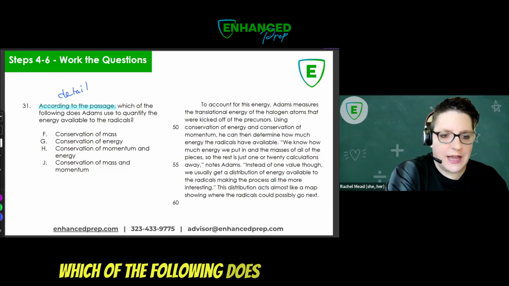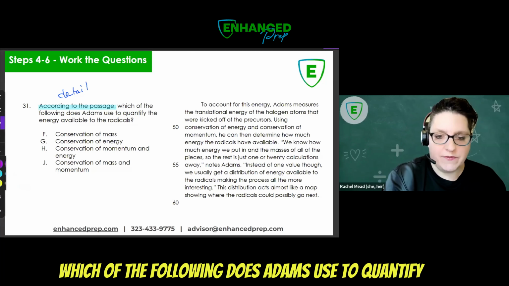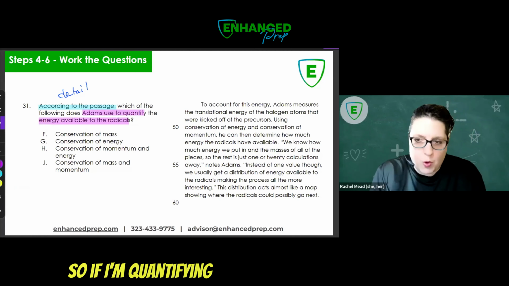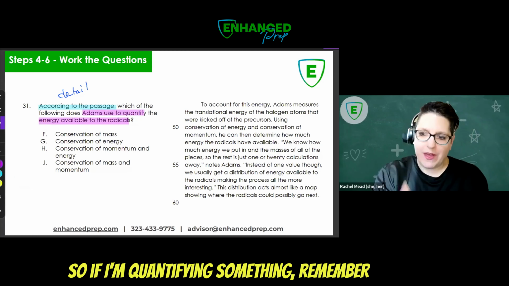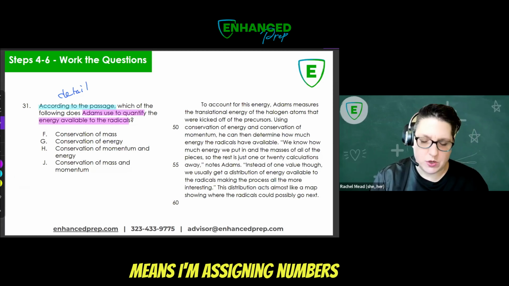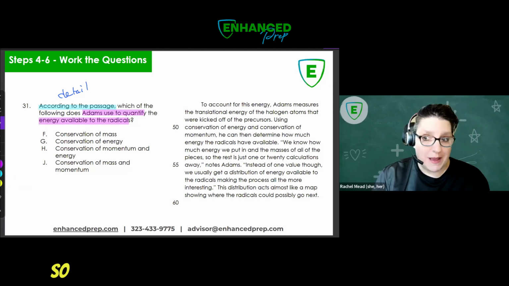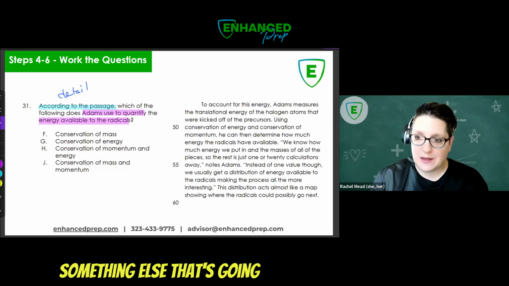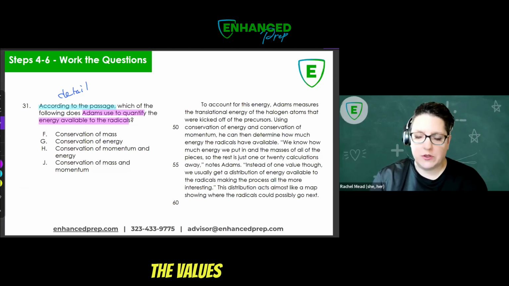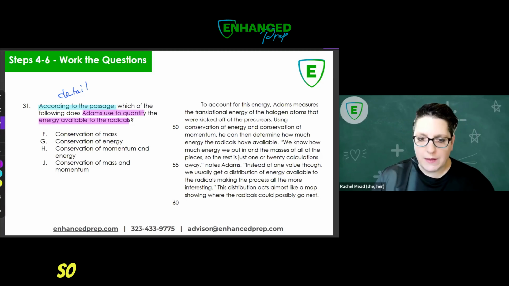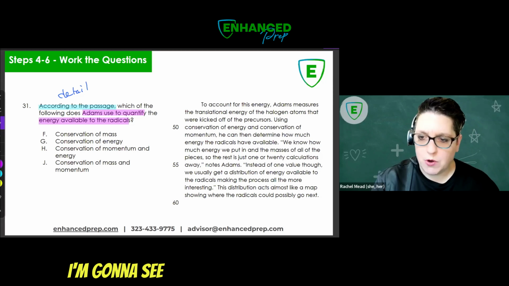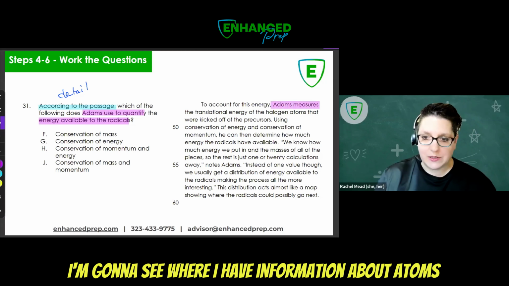Which of the following does atoms use to quantify the energy available to the radicals? So if I'm quantifying something, remember that that means I'm assigning numbers to it. I'm giving it value. So maybe I'm going to be measuring it, or maybe I'm doing something else that's going to give me those numbers, the values associated with it. So I'm going to take a quick skim and scan of my text, and I'm going to see where I have information about atoms measuring.